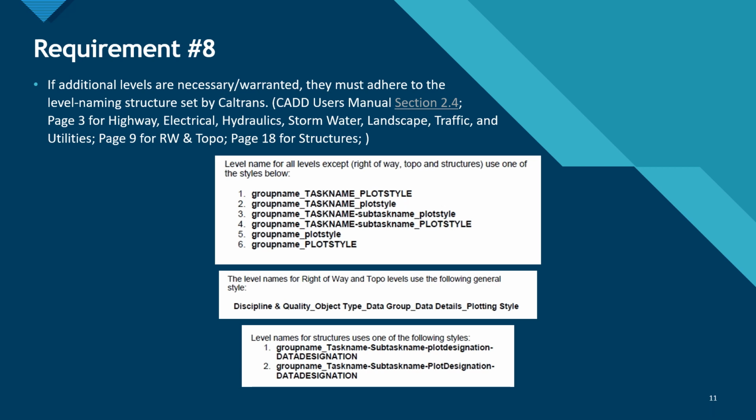Requirement number 8 states that if additional levels are necessary or warranted, they must adhere to the level naming structure set by Caltrans. The CAD User's Manual section 2.4 provides all the information that you would need to properly name the levels. Here are the level name structures from section 2.4 below in the graphics. Each task name, subunit, etc. is further explored in that section. If you really need to create a new level, you should consult with section 2.4 of the CAD User's Manual.